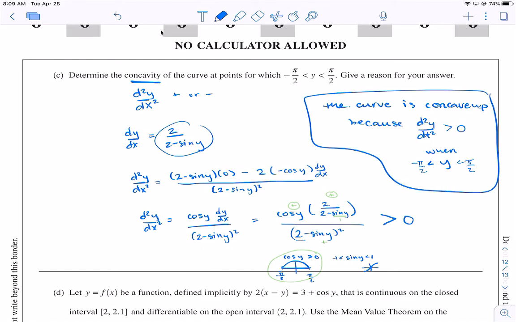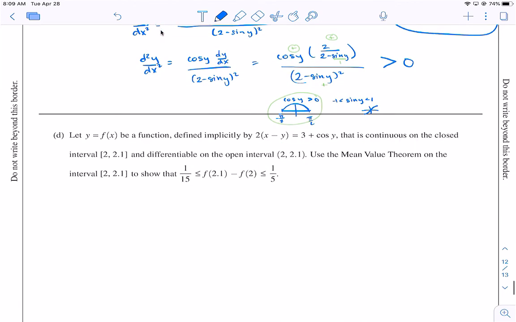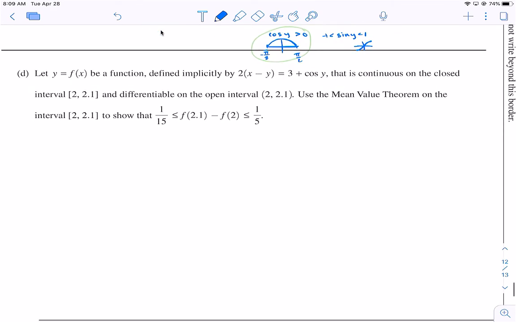Okay, and then the last question, part D. Part D gives us the function, says let y be the function defined above, defined implicitly. It's continuous on the closed interval and differentiable on the open interval. Well, that's exactly what has to happen for mean value theorem, and they're stating use mean value theorem on the interval from 2 to 2.1 to show that f at 2.1 minus f at 2 is in between 1/15 and 1/5. So that seems really weird.